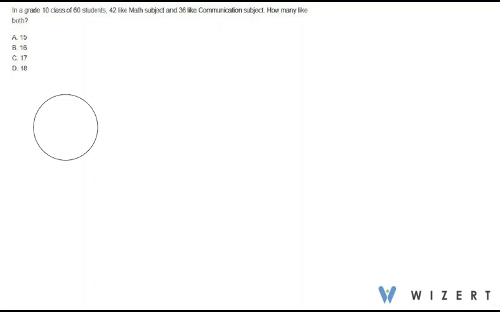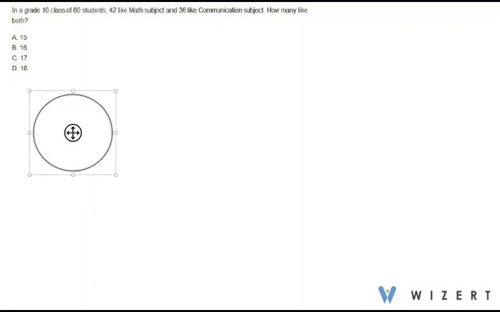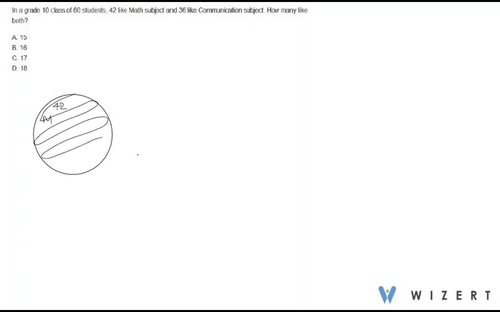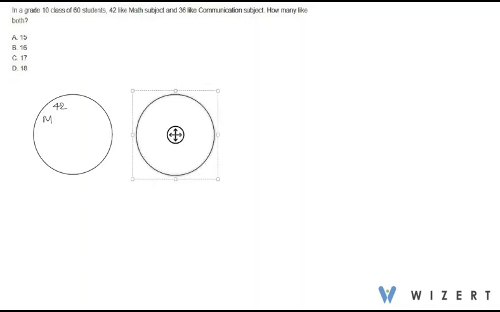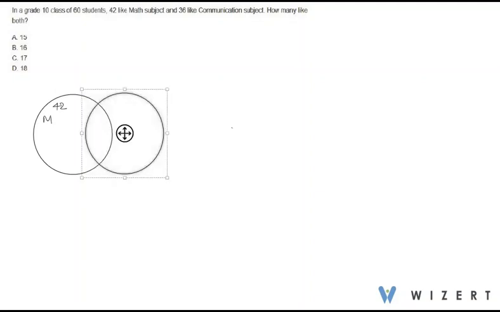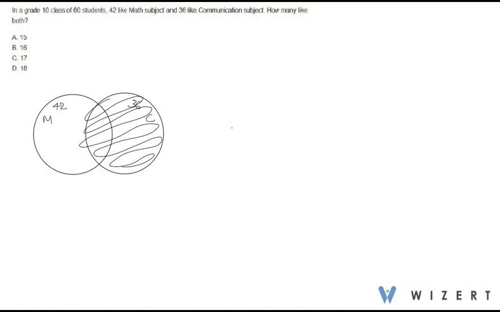Let this be representation of 42 students who like math. So 42 students who like math, this entire circle is representing 42 students. And let this be representation of 36 students who like communication. Again 36 who like communication, and this entire circle is representing 36 students who like communications.